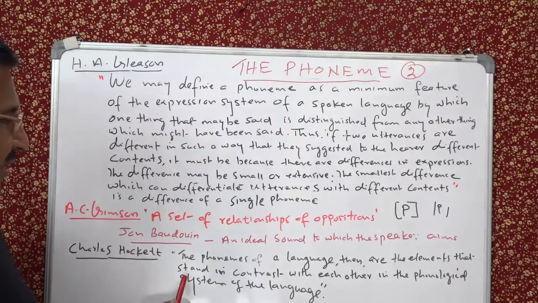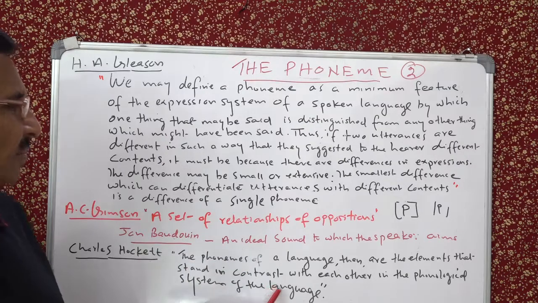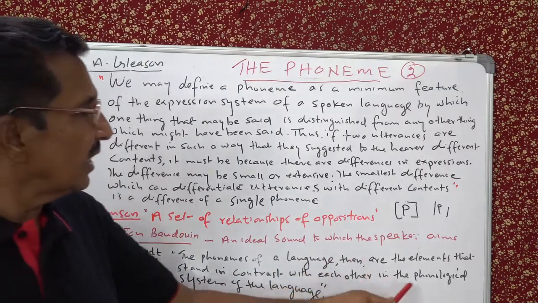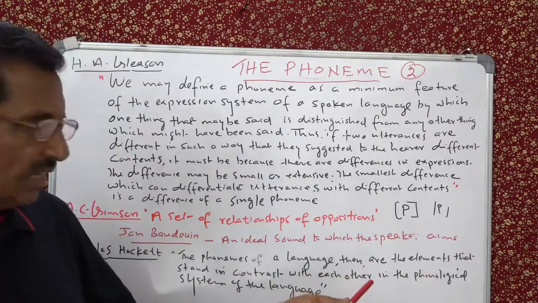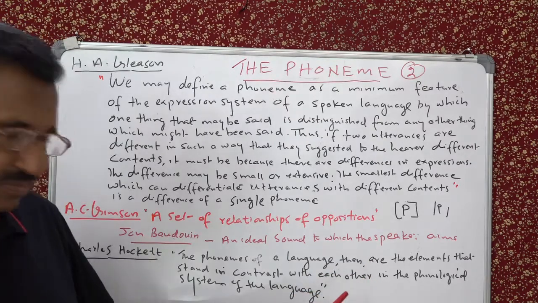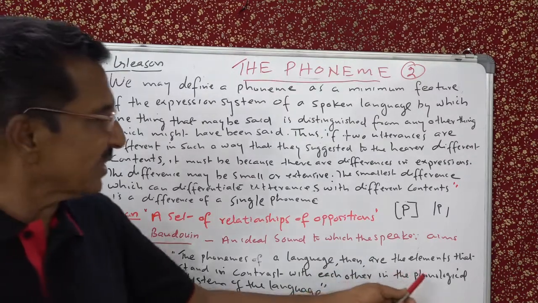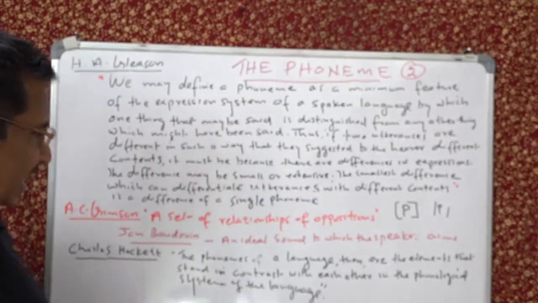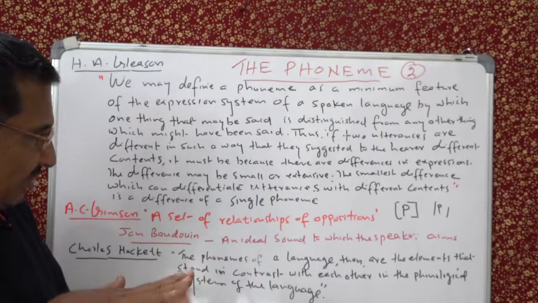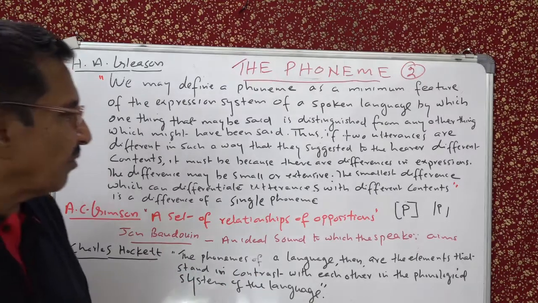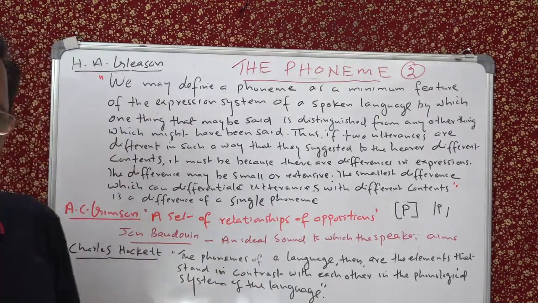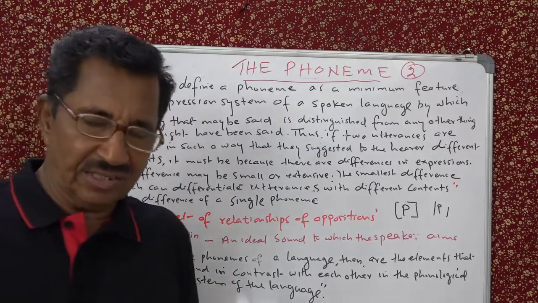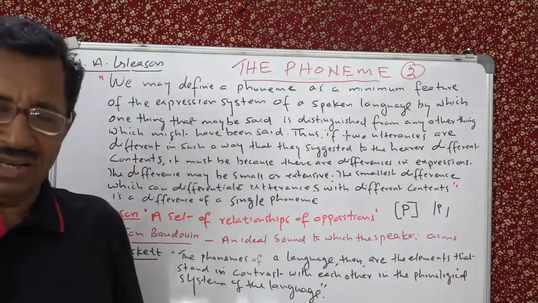That's what it is. The phonemes of a language then are the elements, means sound units, elements or segments, that stand in contrast with each other in the phonological system of the language. The phonological system means the sound system of the language.